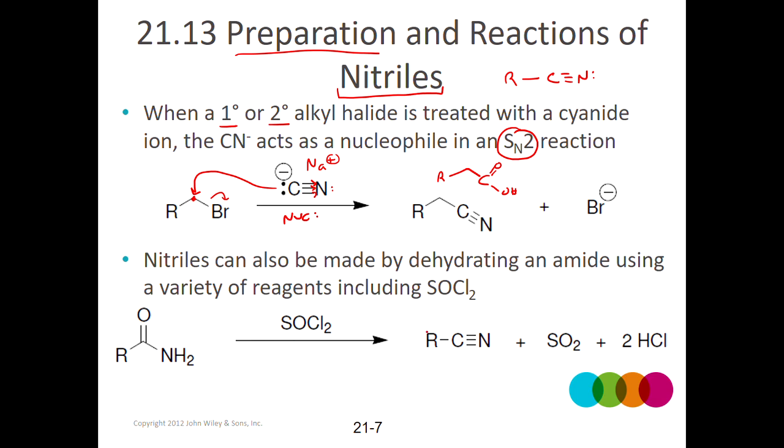Another way to make nitriles is by treating an amide with thionyl chloride and usually a base. To avoid the production of HCl, pyridine is usually added because the nitrogen with a positive charge is much more stable and much weaker as an acid compared to HCl. So we would add the pyridine here in this reaction to help facilitate the mechanism.